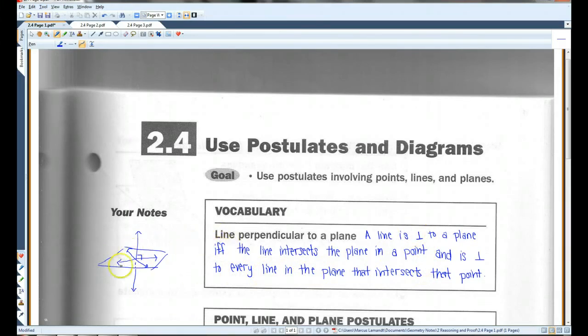So, what this is saying is that if you have a plane and there's a line that is perpendicular to that plane, that line intersects the plane in one point, and any other line that intersects that point is also going to be perpendicular to the line. Okay? This is kind of a crude drawing. You have to kind of think three-dimensionally here. Any line I draw through that point is going to be perpendicular to this line going up and down like this. Okay?